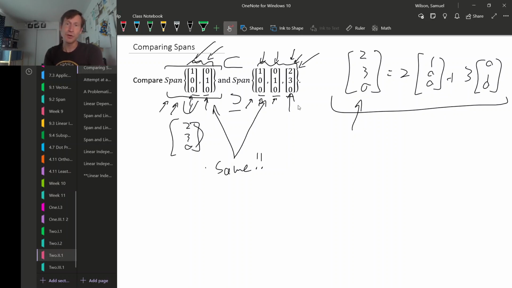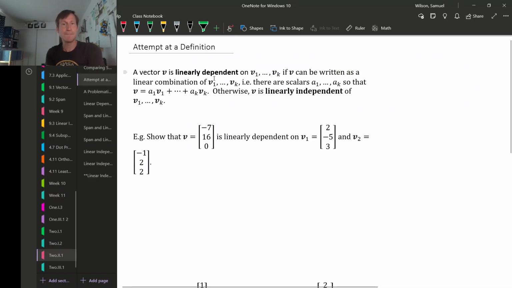Okay, so the exact vocabulary that we'll use is linear dependence. If we have a vector that can be written as a linear combination of some others, then we will say that that vector v is linearly dependent on those vectors, v1 through vk. In other words, there are scalars a1 through ak so that v is a1 times v1 plus all the way up to ak times vk. If v cannot be written as a linear combination of v1 through vk, so if v is not linearly dependent, we will say that v is linearly independent.